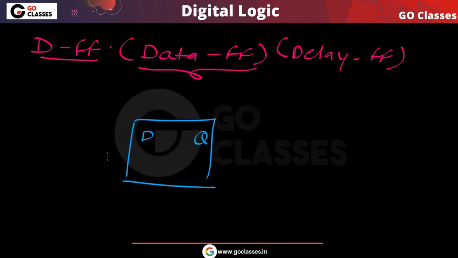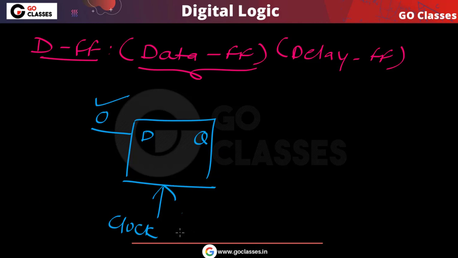In this D flip-flop, let us assume this D flip-flop is positive edge triggered. So this is your clock. Now in this D flip-flop you can notice that whatever data you want to store, just put that data. For example, if you want to store data 0, then all you have to do is put this data.